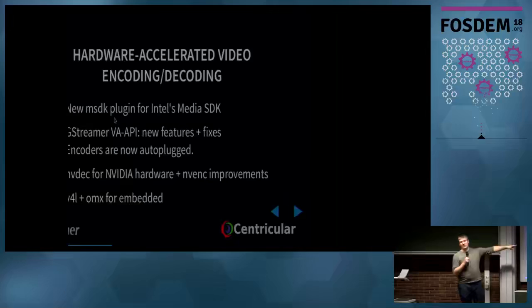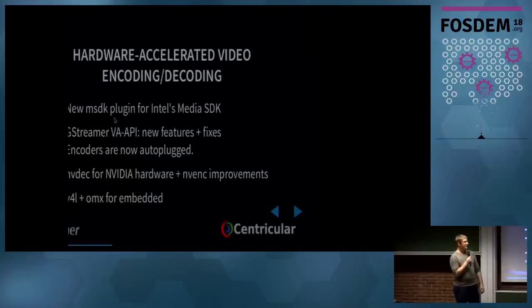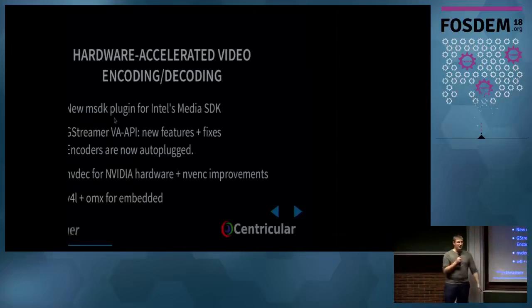There's GStreamer VA-API, which exists already. That is based on an open source stack, but that only works on Linux. And that also has seen loads of new features and fixes, and the encoders are now auto-plugged, so they work quite nicely. We have a new NVDEC plugin, which is for the NVIDIA graphics stack, basically, and we already had an encoder for that, which has a few new features.